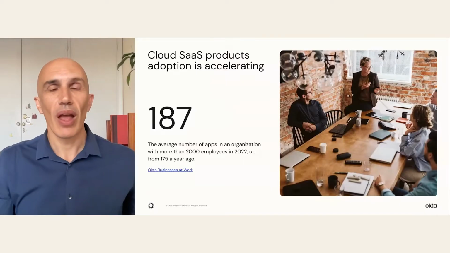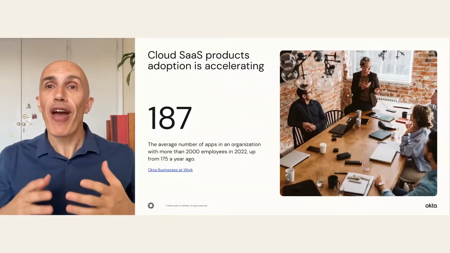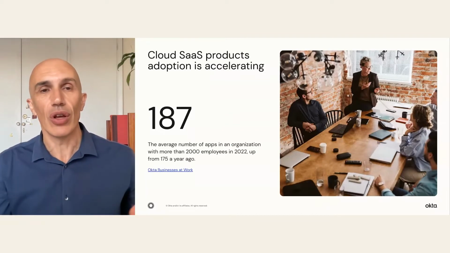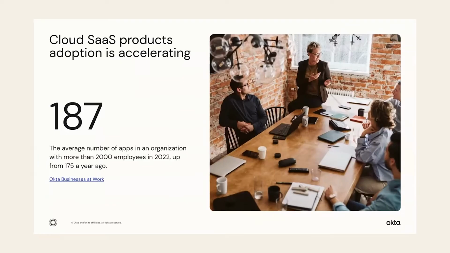Today, I'm going to share some ideas about how you can prepare your products for the changes that we think are going to happen in the authorization space in the next few years, specifically around SaaS applications. As you probably know, we've seen a great acceleration on the adoption of cloud SaaS tools at organizations. 187 is the average number of applications that medium-sized companies use, up from 175 a year ago.